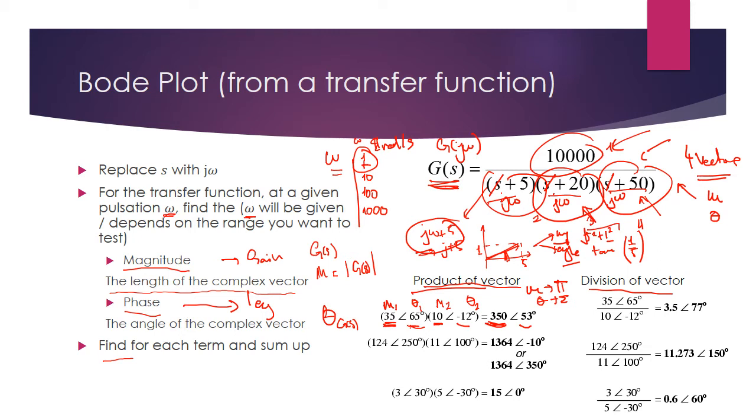As for division, it's the same thing. If you have vector 1 divided by vector 2, in terms of magnitude, you just divide. 35 divided by 10, you get 3.5. And in terms of angle, if it is division, then you deduct, right? So 65 minus minus 12 becomes 65 plus 12, which is 77 degrees. So these are the examples. But what you need to do now, I think you understand. Find two things: find the magnitude and the angle for each term, and then you sum them up. So at the end you get the magnitude and angle for your transfer function G(s), right? Next we'll see how we plot the Bode plot from there.